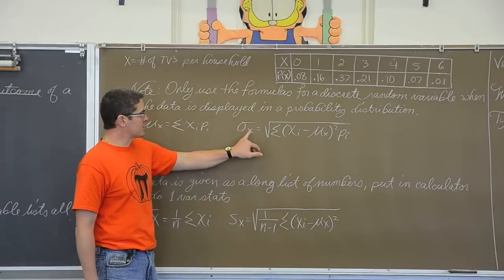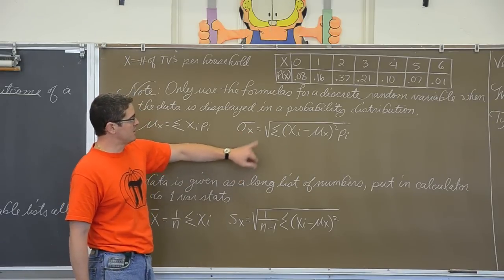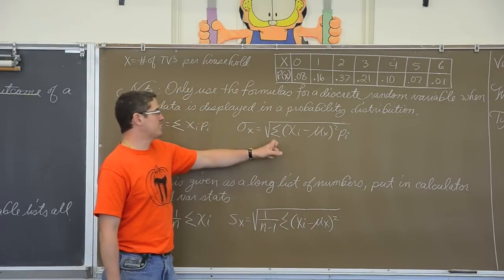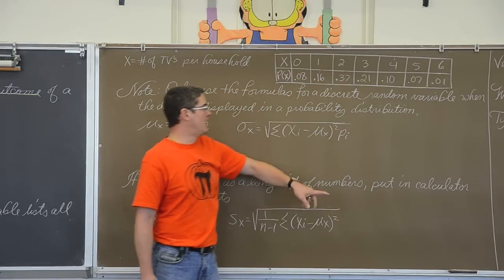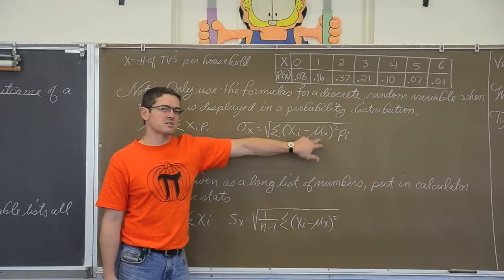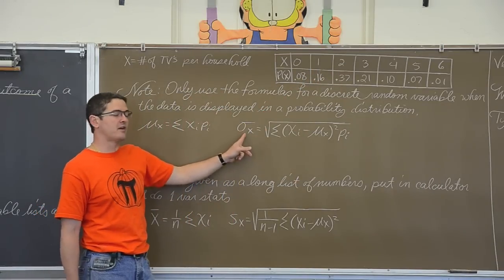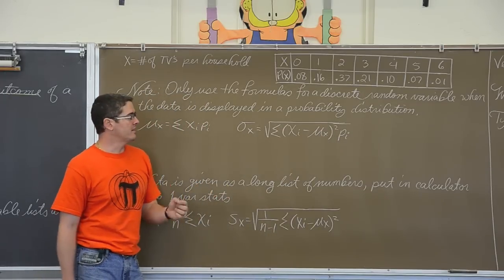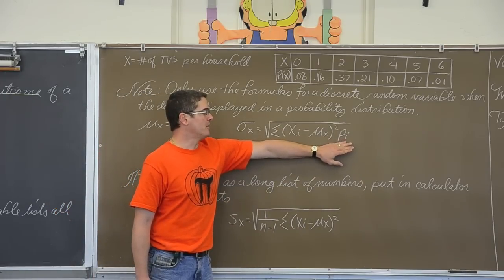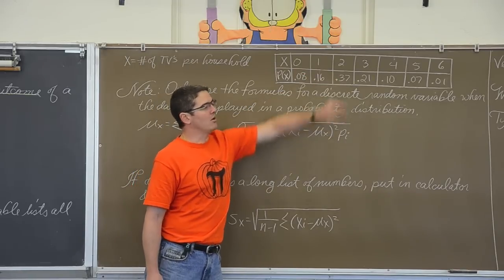And the standard deviation of x is equal to the square root of the summation of x sub i, again the individual outcomes, minus the overall mean of x. So you have to find the average before you try and find the standard deviation. That difference is going to be squared, and then you multiply by the probability of each individual outcome.